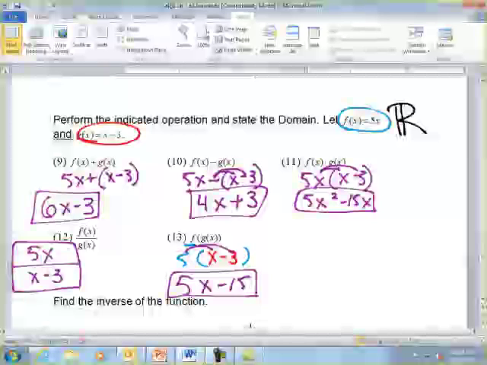So if there are no problems, that means we can plug in anything we want. In the original g equation, is there division or even roots? So that has no problems. So then we need to consider our answers and see if the answers have any problems. In number 9, are there any problems? No. In number 10, are there any problems? In number 11, are there any problems?